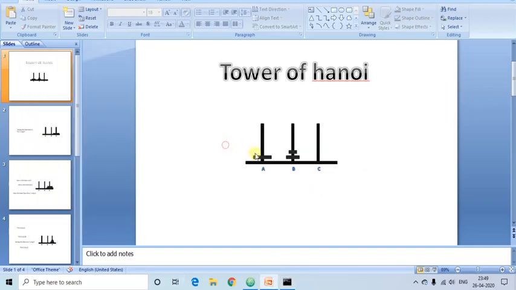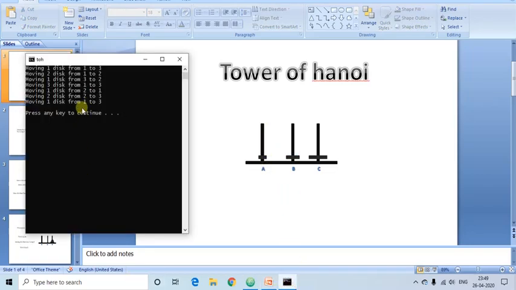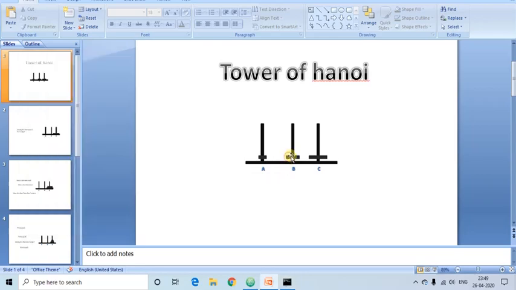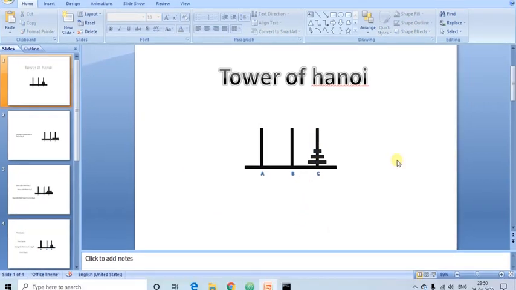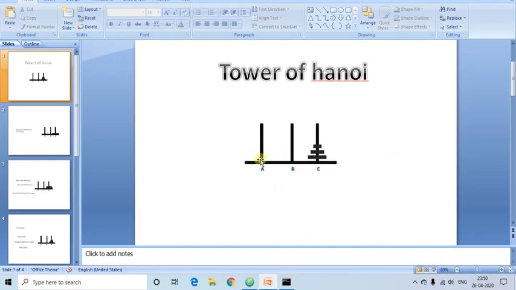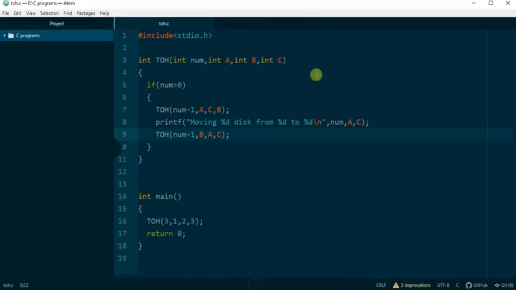Then 1 2 3 2 2 1. This is 1 1 2 3 2 2 1. Then 2 2 3 1 2 3 2 2 3, then this is 1 1 2 3. Now we got the algorithm to move all the disks from A to C using the auxiliary one. So this is our problem, and we solved that using the recursive algorithm.